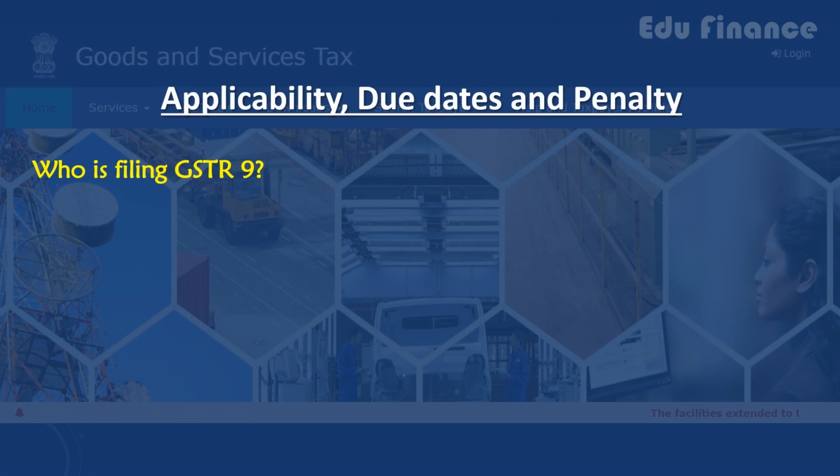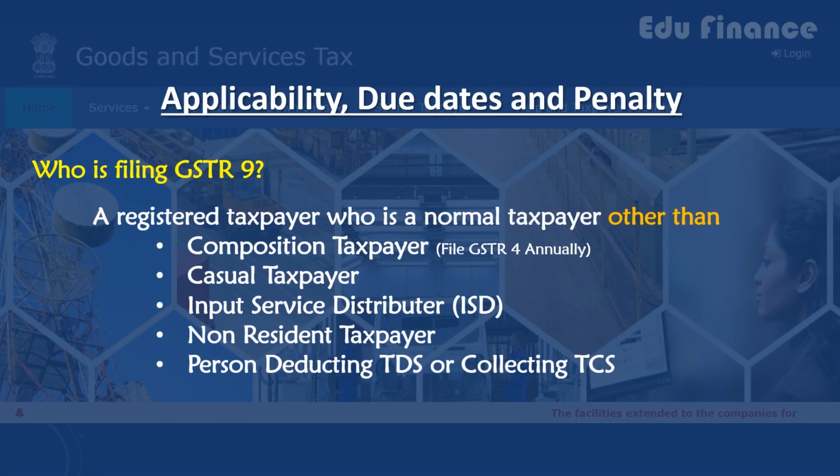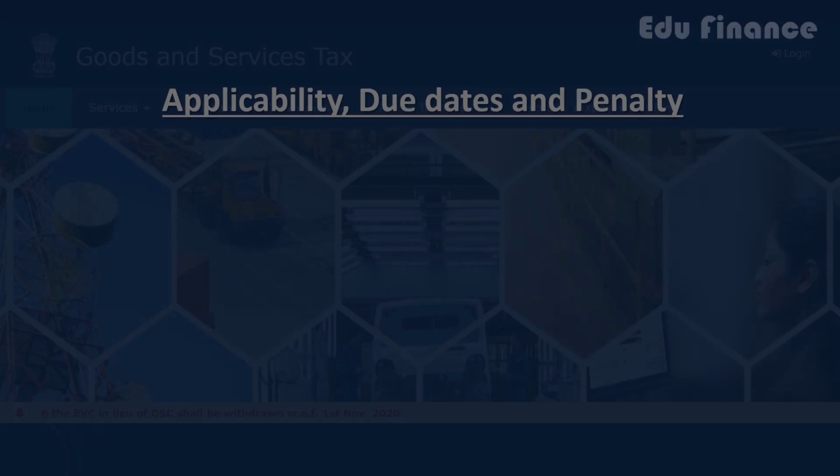Who is filing GSTR 9? A registered taxpayer who is a normal taxpayer under GST, other than taxpayer registered under composition, casual taxpayer, input service distributor, non-resident taxpayer, person deducting TDS or collecting TCS.